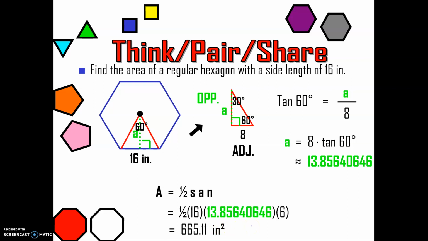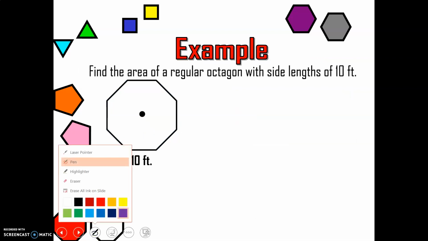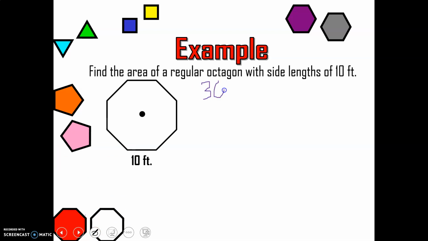All right. So let's try this out with an octagon now, a regular octagon with a side length of 10. So hopefully you're kind of getting the hang of this. Started off with 360 divided by 8 sides this time. And again, that's because you've got 8 of these little isosceles triangles here.